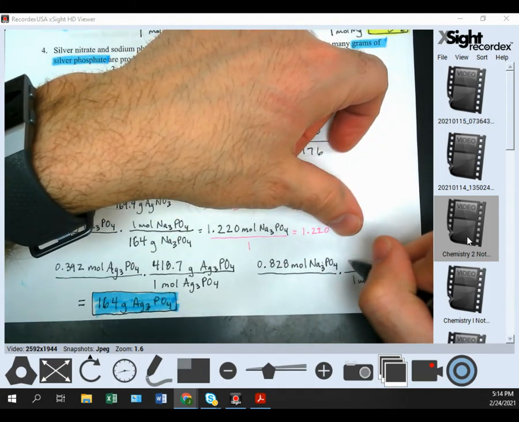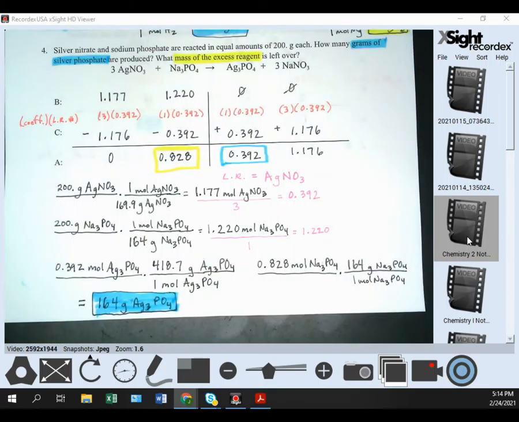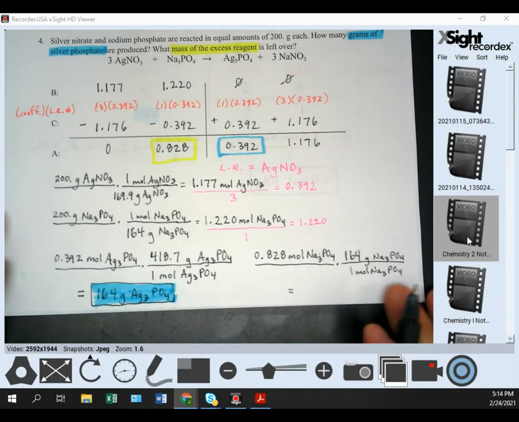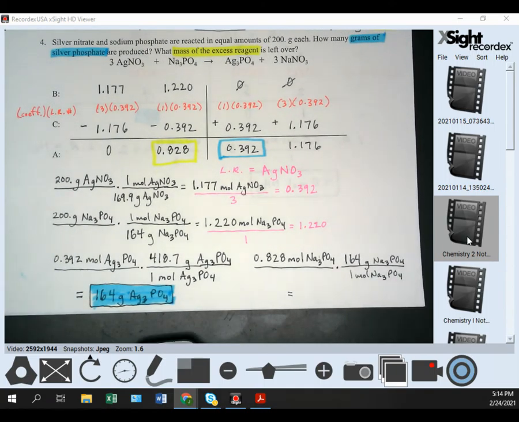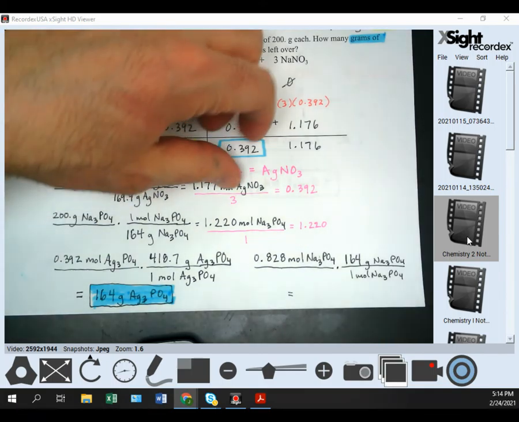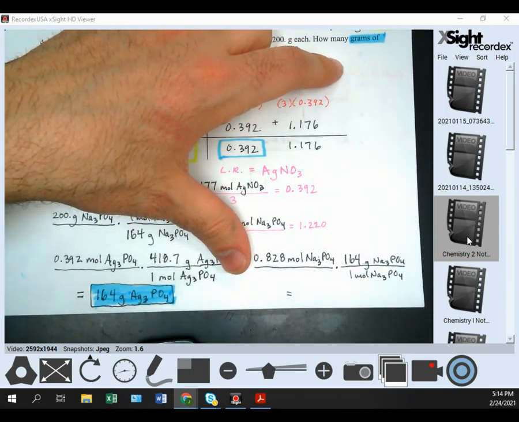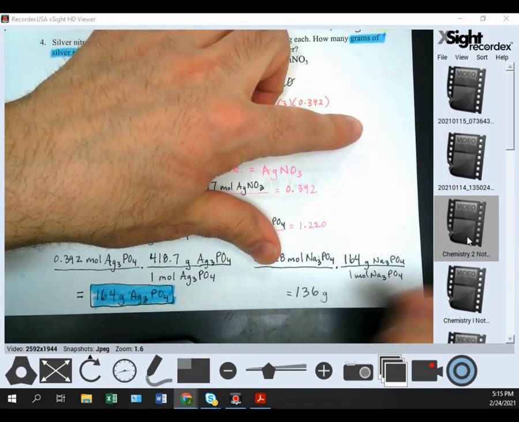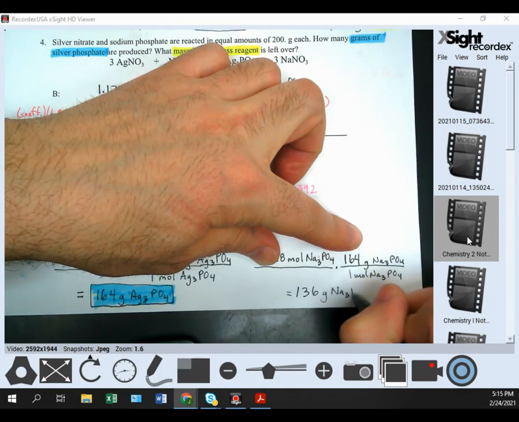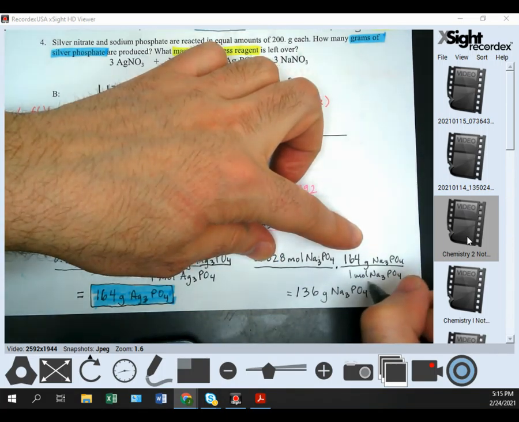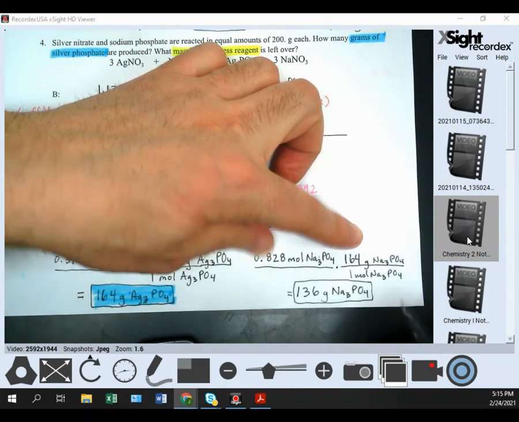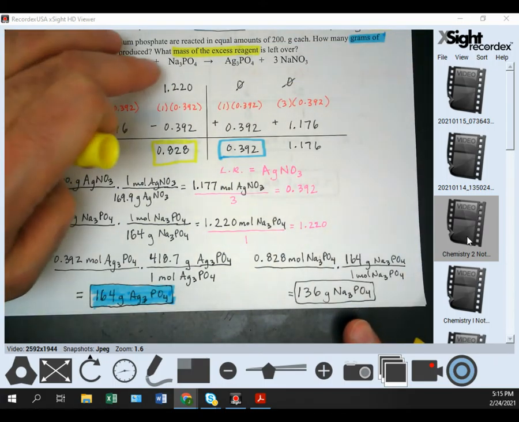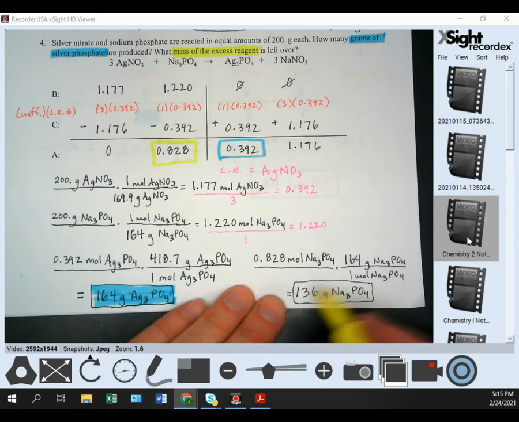That's weird. 164 for that. And then we just do the math. So 164 times 0.828. We get an answer of significant figures of 3, so 136 grams Na3PO4. And this is the mass of the excess. So this is the amount of the sodium phosphate that was left over that was not used up in the reaction.